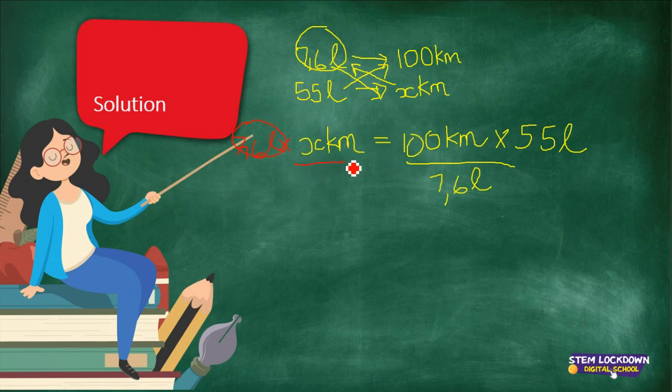And in this case, obviously this was easy. 55 liters is divided on the left hand side, and on the right hand side you are multiplying. Let me just erase so that I can carry on.